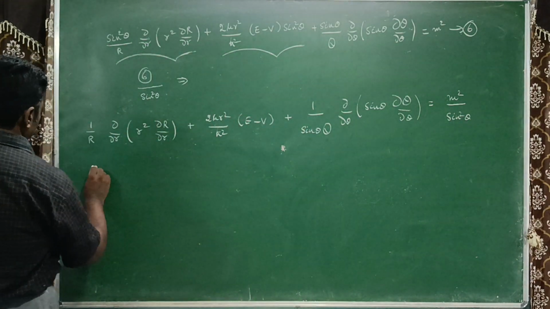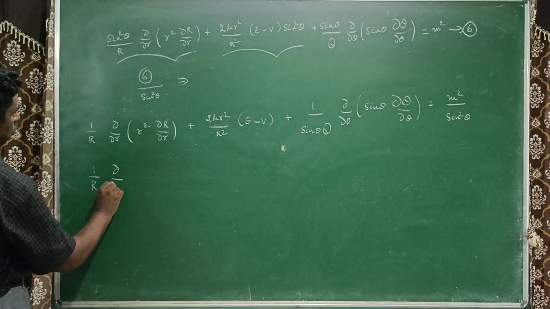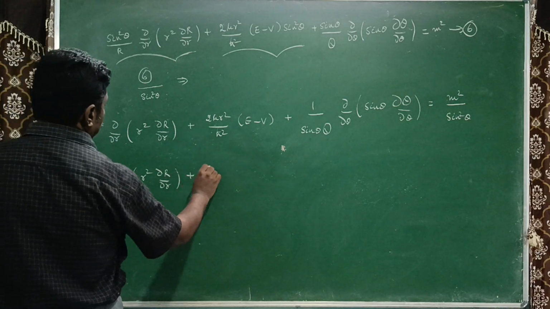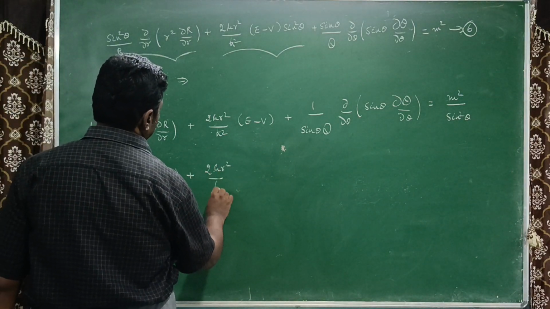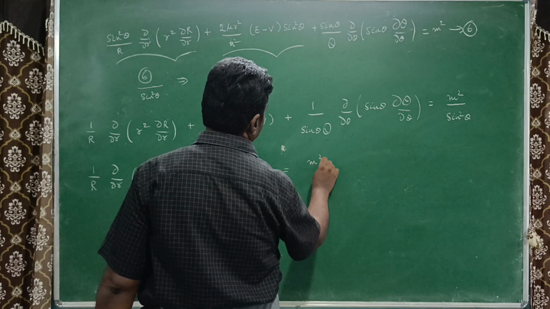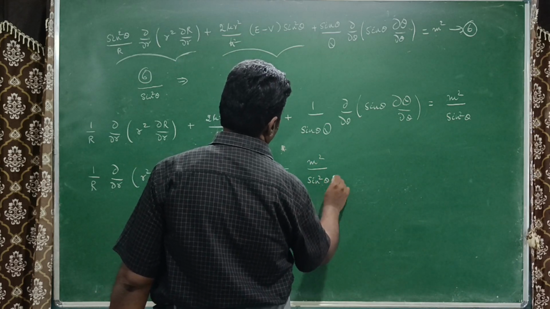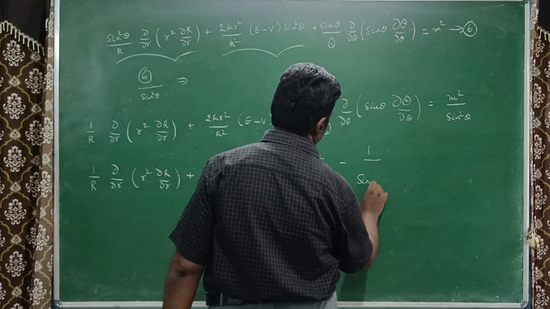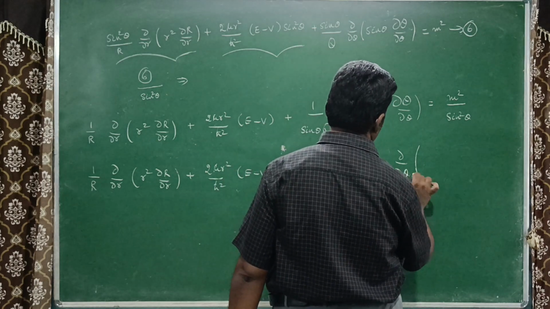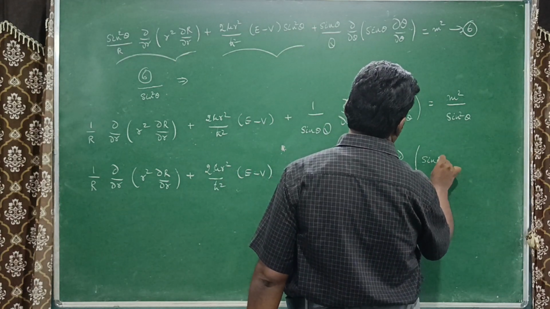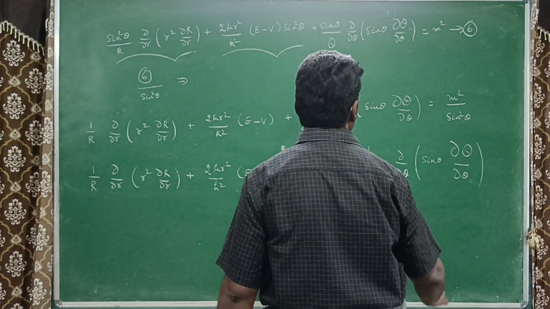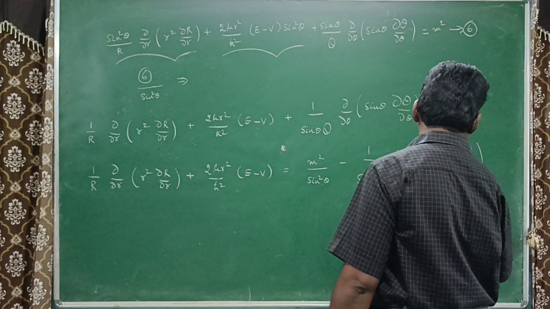Now this is modified as 1 by capital R d by dr of r square d capital R by d small r, plus 2 mu r square by h cross square into E minus V, which is equal to m square divided by sin square theta minus 1 divided by sin theta into capital theta d by d theta of small theta sin theta d capital theta divided by d small theta. Say this is equation number 12.